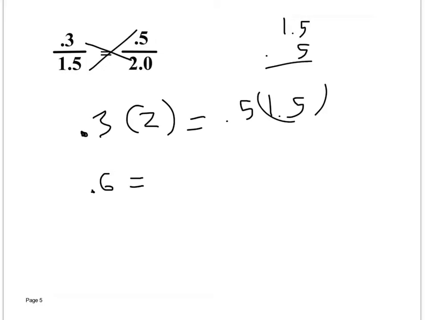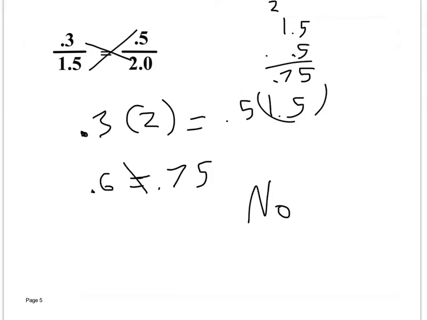Does anyone know what's 5 times 5? 5 times 5 is 25. Okay, yeah. 75, we've got 2 decimal places, right? 0.5, 1.5. So is 0.6 equal to 0.75? No. Okay. They don't equal.